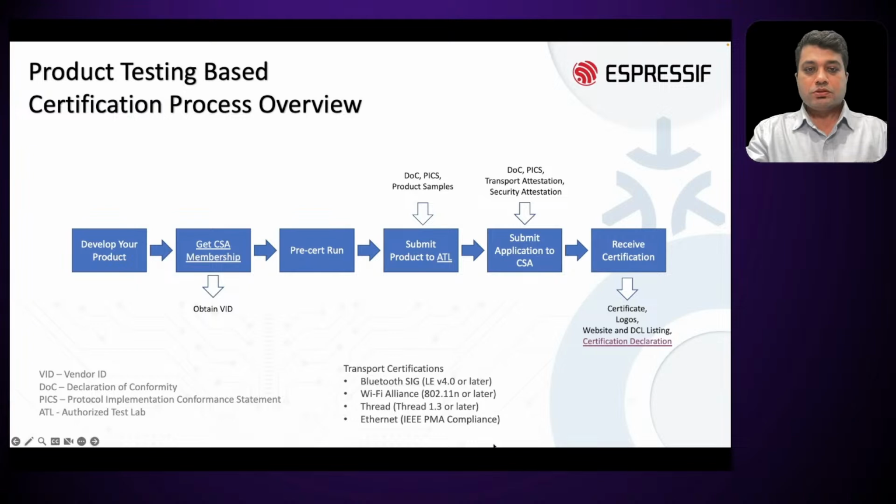When you receive the certification, you get a bunch of artifacts from CSA, essentially a certificate, Matter logos that you can use on your product branding, the listing of your product on the CSA website, and your product also gets listed in something called DCL. We'll talk about it later. And then you get the certification declaration, which is a binary blob delivered to you.